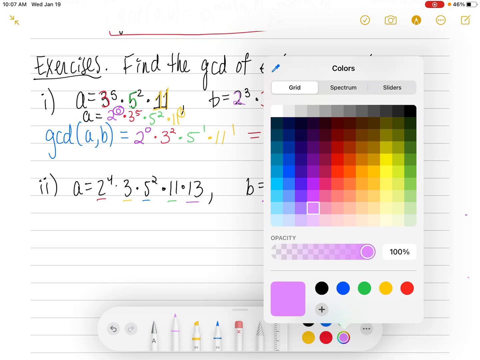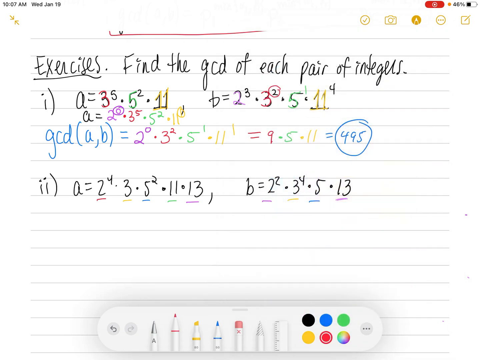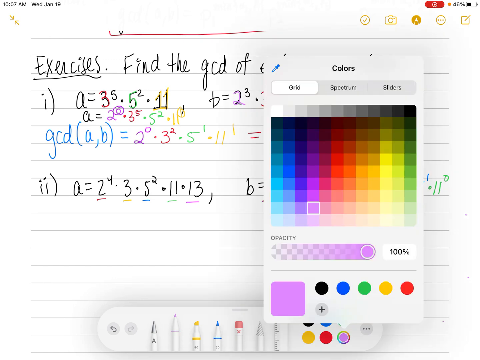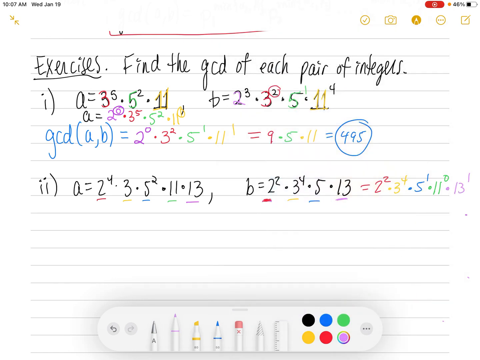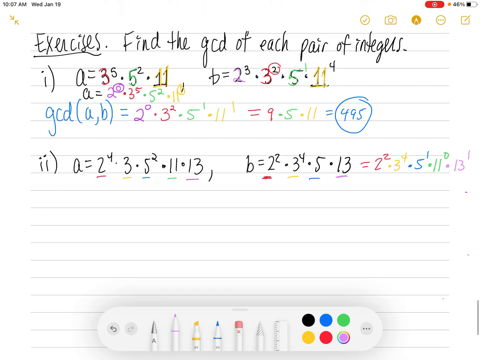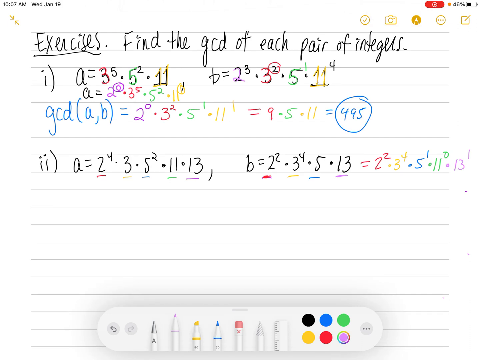So since it doesn't have an 11, we're going to put 11 to the 0 in there. So I'm going to rewrite this as 2 squared times 3 to the 4th times 5 to the 1. And here we go with the 11. We're going to write times 11 to the 0 power. We don't see an 11, so we write 11 to the 0 power, and then times 13 to the 1 power. All right, so now we're ready to find the GCD.